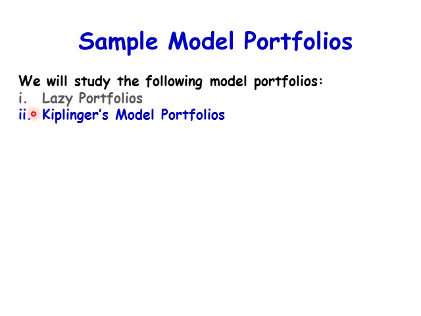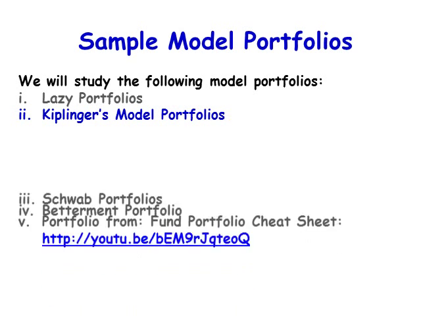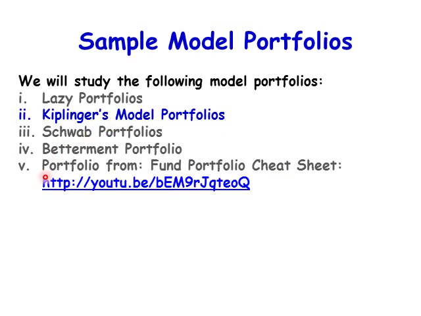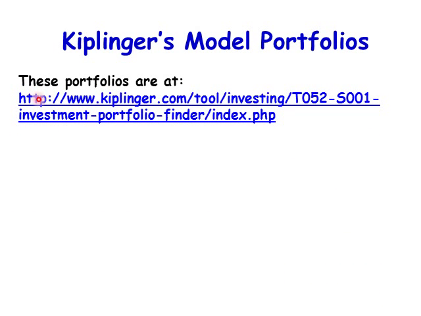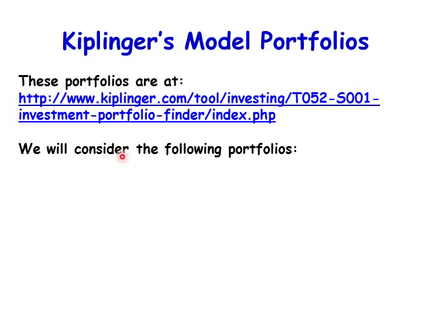Now we're going to look at some portfolios by Kiplinger's Personal Finance magazine. Let's continue here, and after that we'll look at the other portfolios. These portfolios are at this place here, kiplinger.com/tool/investing/T052/S001 investments portfolio finder index.php. We'll consider the following portfolios. It has about 10-12 portfolios, and we will only look at some of those.